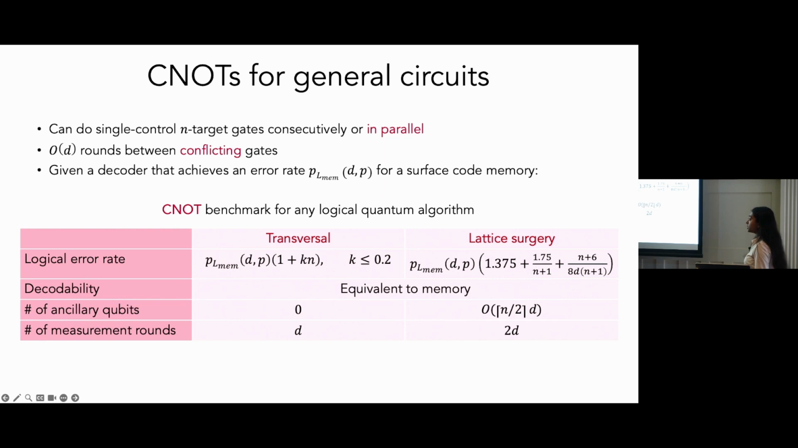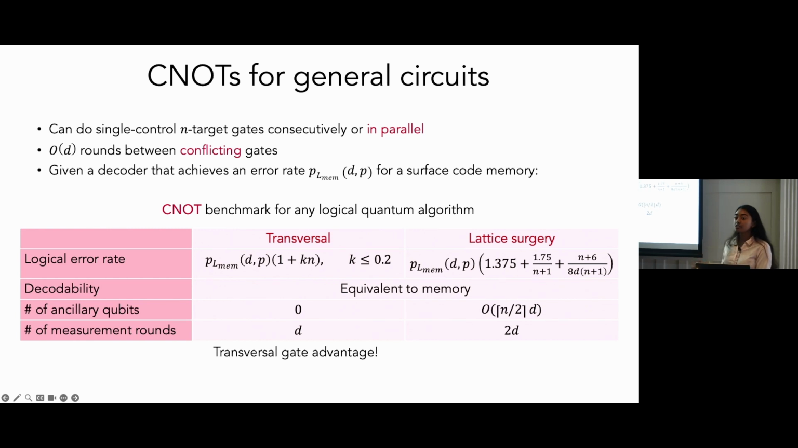So what this tells us is that if you have movable qubits, there is, at face value, a transversal gate advantage. And perhaps that is the strategy that we should move forward with at this point in time. So this is a picture of what logical CNOTs might look like in general circuits.